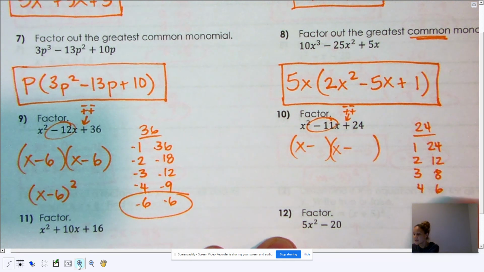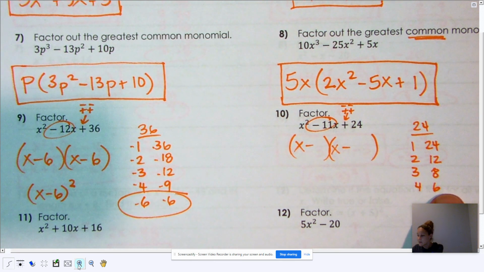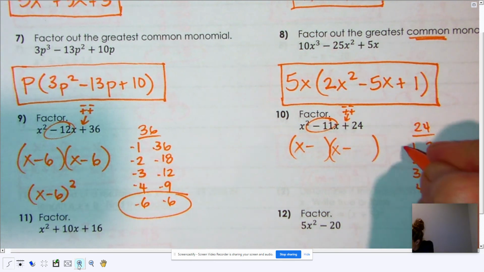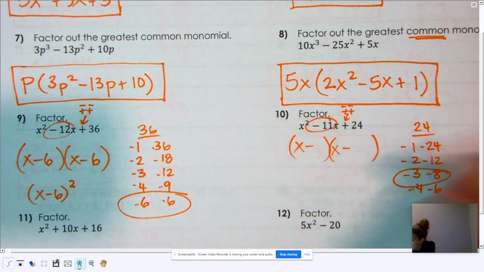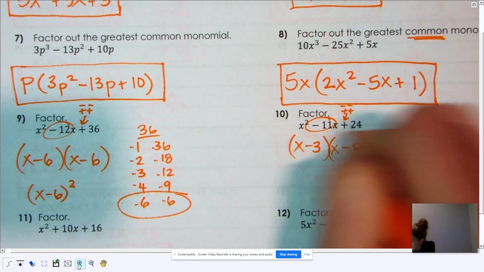5 does not go in. 6 does. It's already on the chart. So that's how we know to stop. Everything is negative. So that's the one that makes negative 11. So I put the 3 and the 8 in my answer.